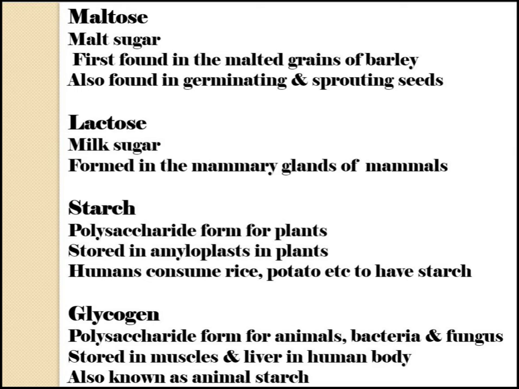It is polysaccharides. We are already very much troubled with just the monosaccharide glucose. So now that we are having polysaccharides, that is potato, of course you will be having triple or quadruple effects on your body. It is stored in amyloplast in plants, and when we eat that amyloplast, we get the polysaccharides from them. Humans consume rice, potato, etc. to have starch. But starch is important for your body.